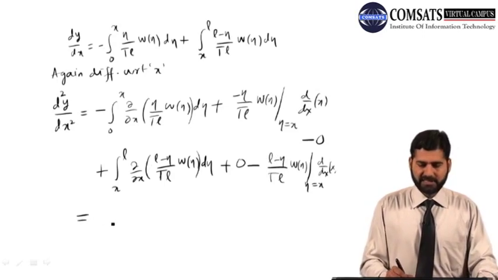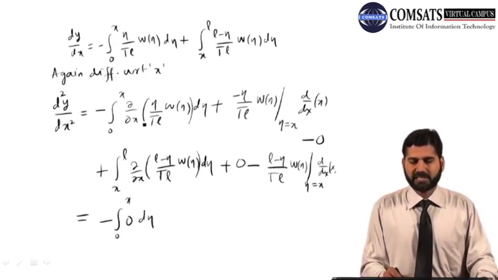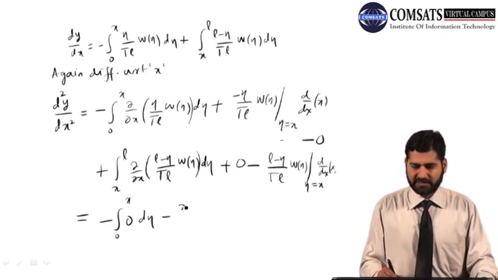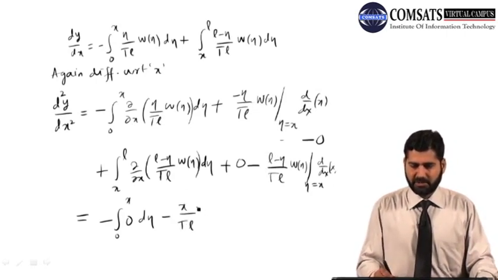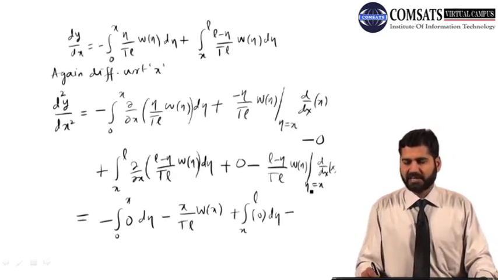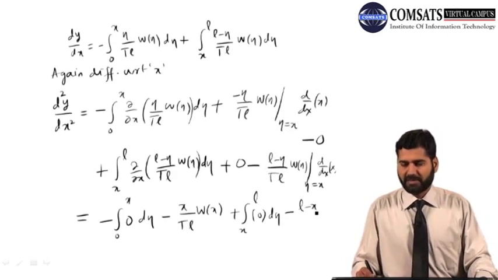Here you see this integral 0 to x, this is 0 d eta because in the partial derivative there is no x inside, so the derivative with respect to x is 0. Minus, if you replace eta by x, you will get x by TL w x, right? And here it's again from x to L, again 0 d eta, and this will become minus at eta equal to x, this will become L minus x by TL w x.